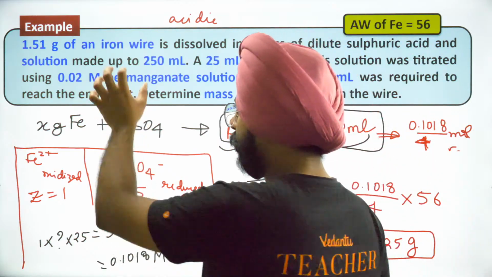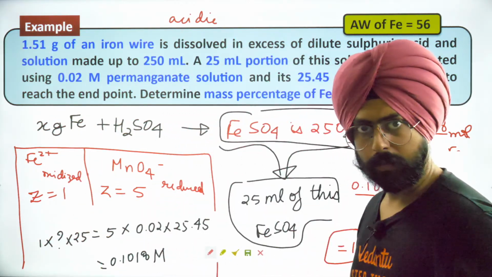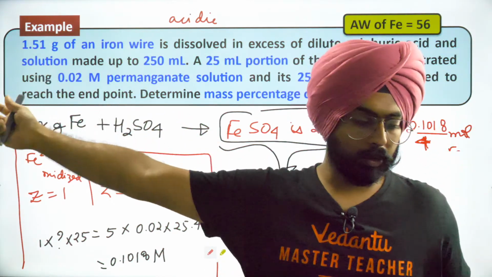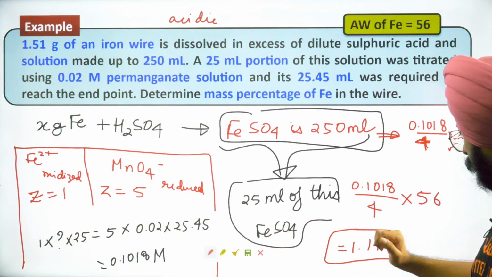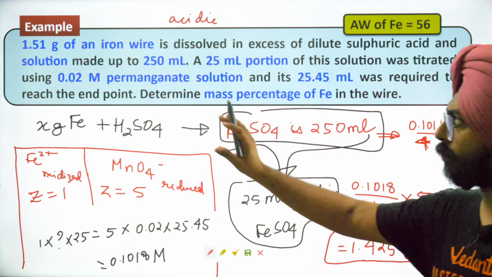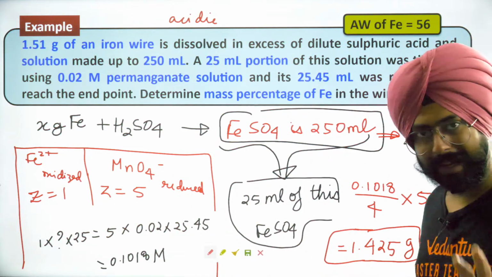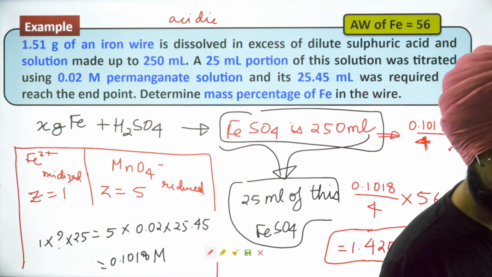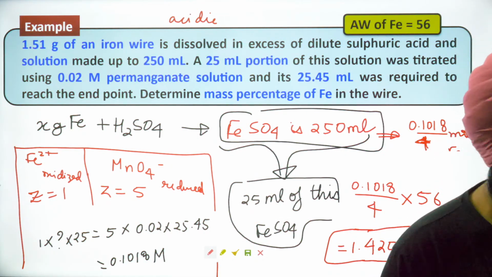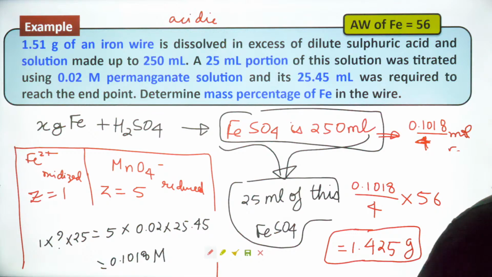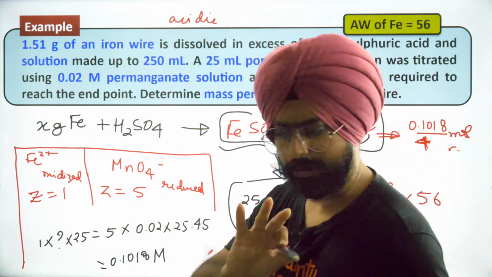Actually, 1.51 grams was the total weight of the impure wire. This is pure iron. The rest of it is impurity. One second, what did I write? 1.425, sorry. So out of that wire, 1.425 grams is iron. Rest of it is impurity. So what is the percentage purity now? It comes out to be 94.4 approximately.